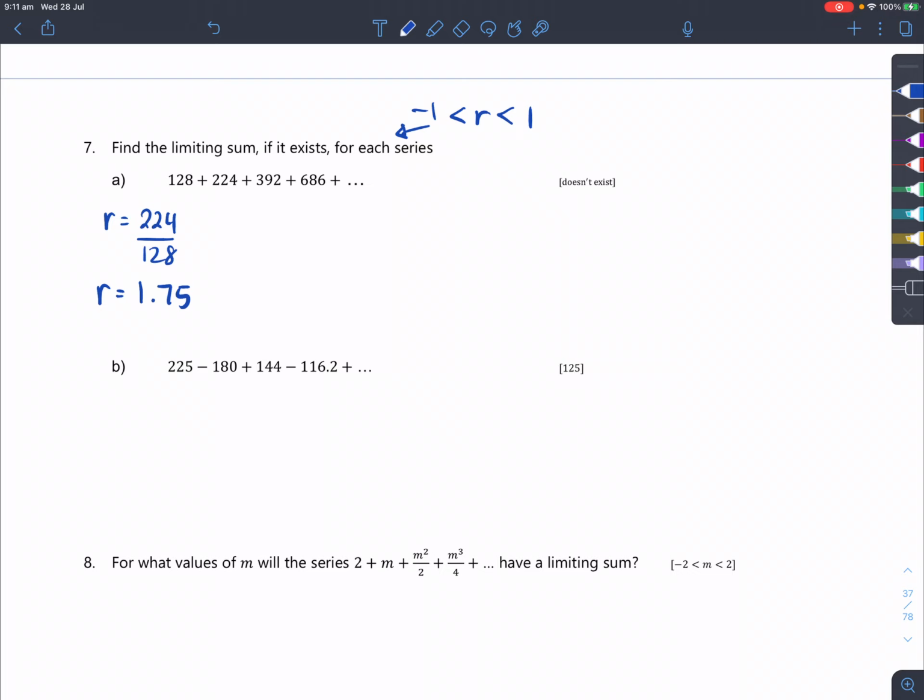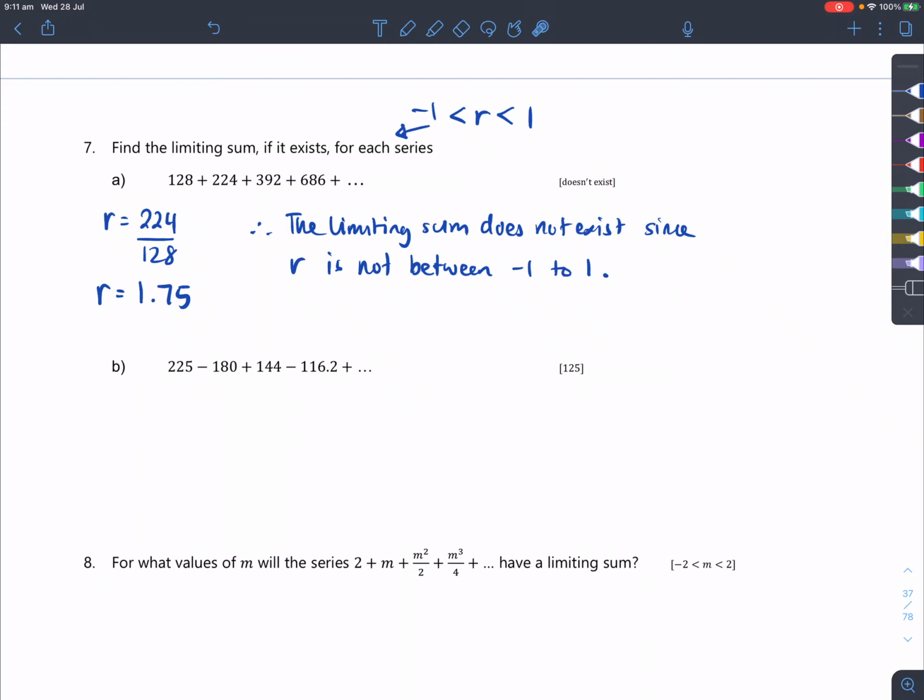Therefore, the limiting sum does not exist, since r is not between negative 1 and 1. In an exam, if it's asking you why it doesn't exist, you must write that it's not between negative 1 and 1. Okay, let's do the next one.